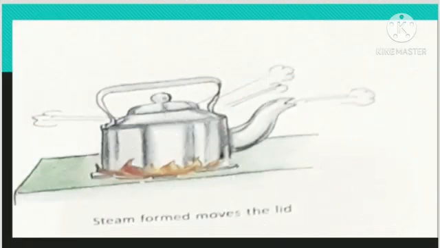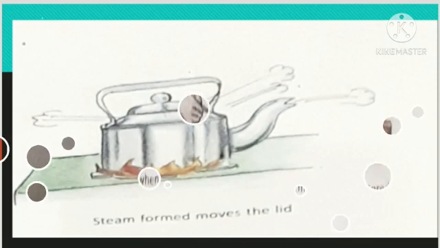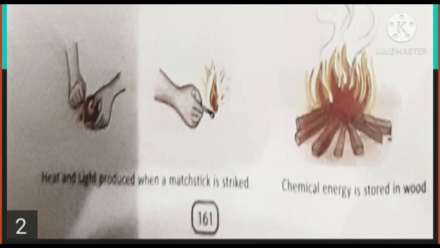Here, a kettle, when heated from the bottom, the lid starts moving up and down, and the fire comes out of the wood. It's a type of energy hidden in the wood.